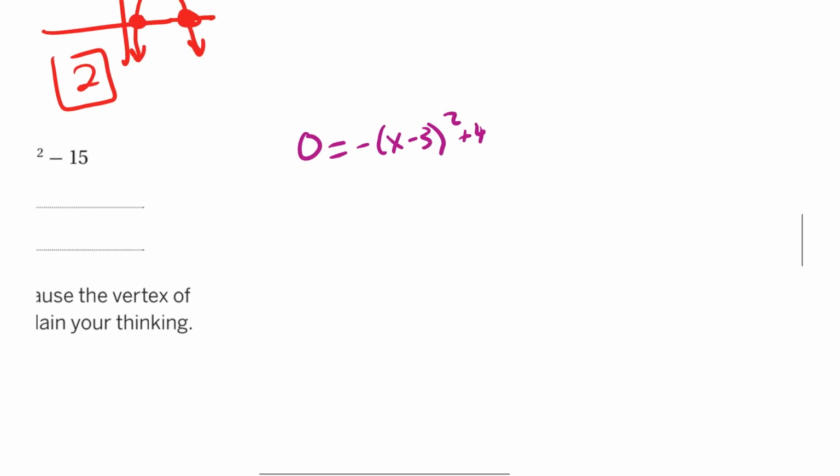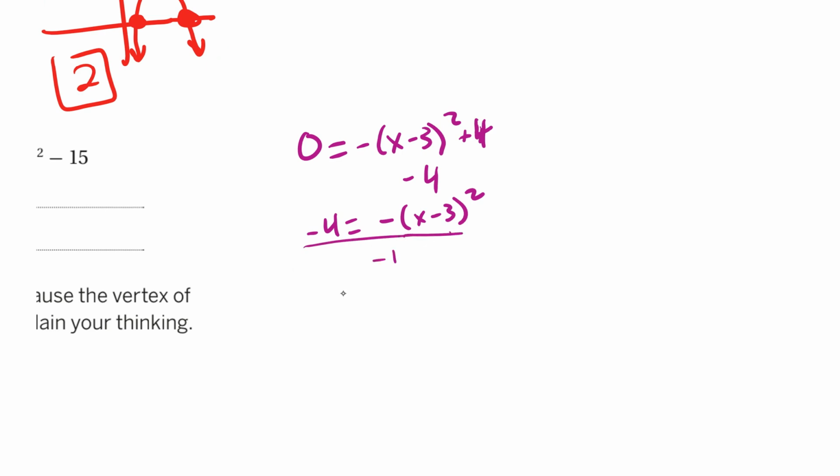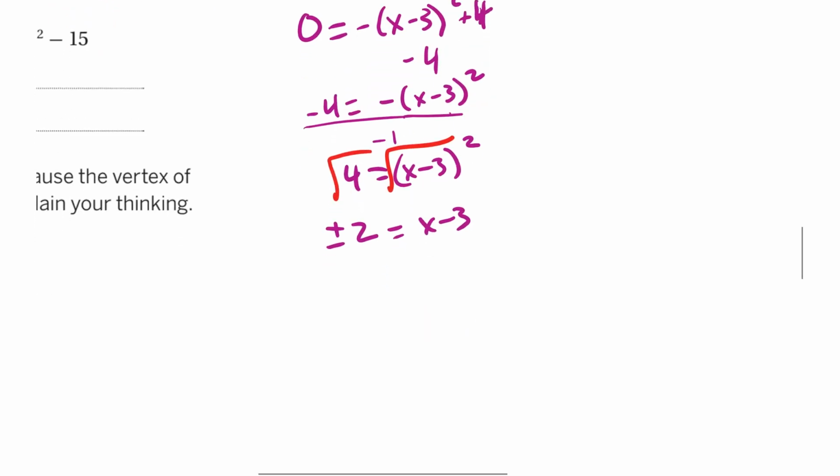And now I'm going to solve that. I'm going to subtract 4 from both sides to get -4 equals negative x minus 3 squared. I'm going to divide both sides by -1 to get rid of that, which gives me positive 4 equals x minus 3 squared. Here's where I take the square root of both sides, and when I do that, I get 2 answers, positive or -2 on that left side equals x minus 3. We add 3 to both sides to get 3 plus or minus 2 equals x.